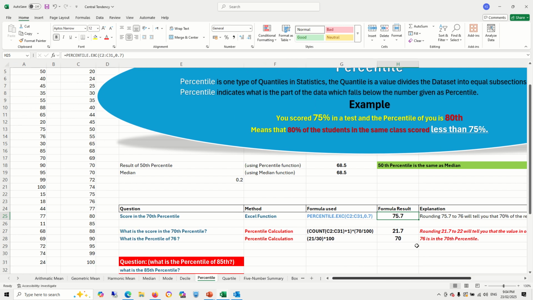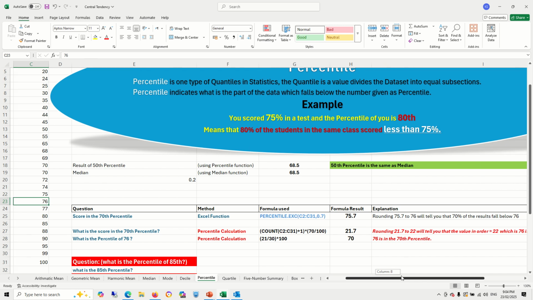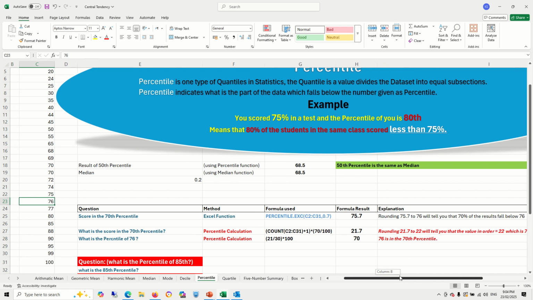If we look at this data set and we round this 75.7, that means 76, as we don't have 75.7. Then 76 will be the value under which 70% of the results are falling.